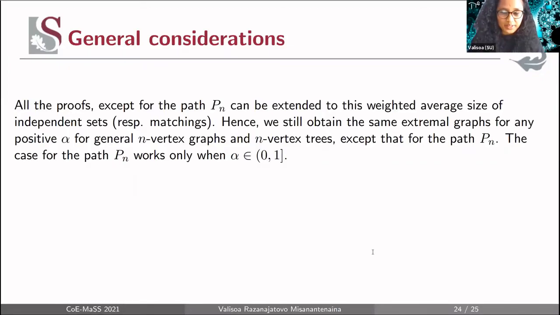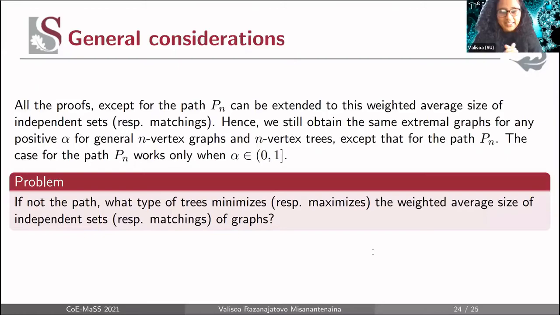And so we'll end this talk by asking a question. If it is not the path, so let's check for a big alpha, what type of trees then minimizes the weighted average size of independent sets? And what type of trees maximizes the weighted average size of matchings in graphs?